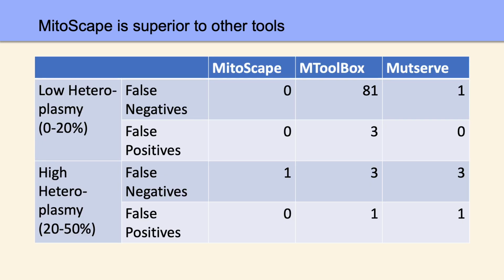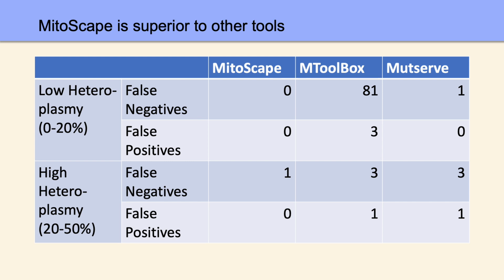So I wanted to show you some of the comparisons that we did and how MitoScape fared compared to mToolbox and mtServe. Broadly, we classified the types of heteroplasmic variants into two categories. The first is low heteroplasmy, those between 0 to 20% heteroplasmy, and high heteroplasmy, which is between 20 to 50%. We're looking at false positives and false negatives. False negatives would be those variants that the tool missed. False positives would be variants that the tool called but were not actually real variants.